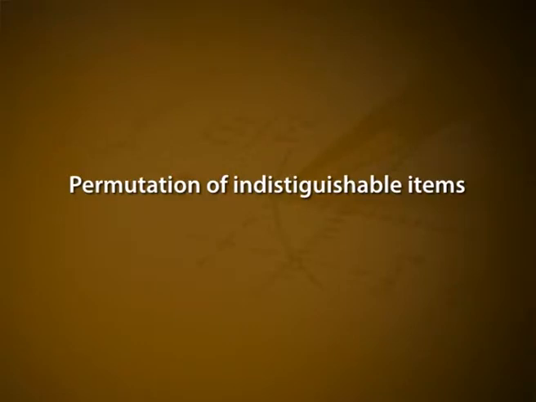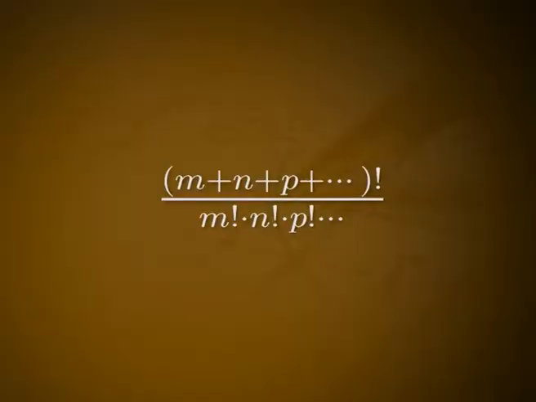Permutation of indistinguishable items. If there are m items of the first kind, n items of the second kind, p items of the third kind, etc., then the total number of arrangements of all these items is m plus n plus p plus etc. factorial by m factorial into n factorial into p factorial etc.